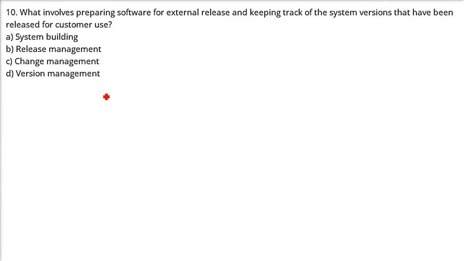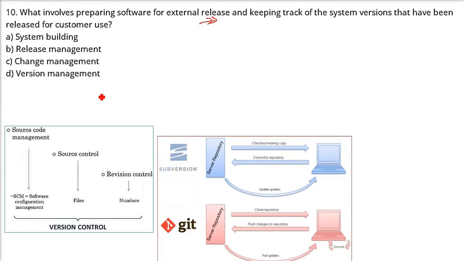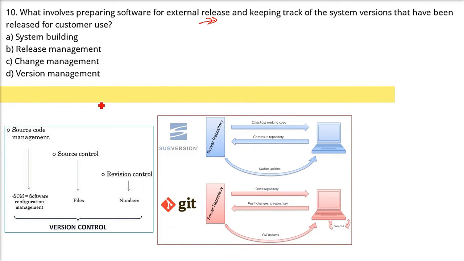What involves preparing software for external release and keeping track of the system versions that have been released for customer use? Okay, we are talking about preparing a software for external release and keeping track of the system version. Two things. And that has been released to the customer use. That is why the answer is release management.